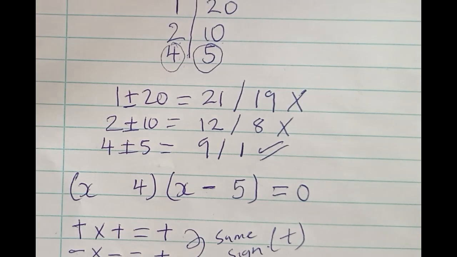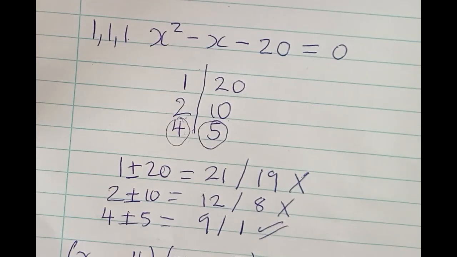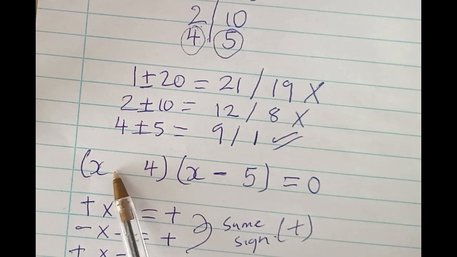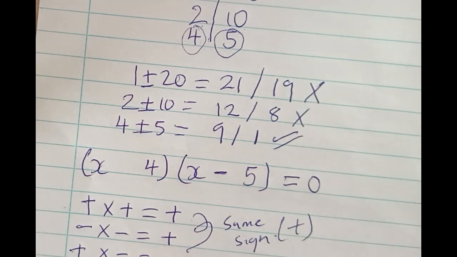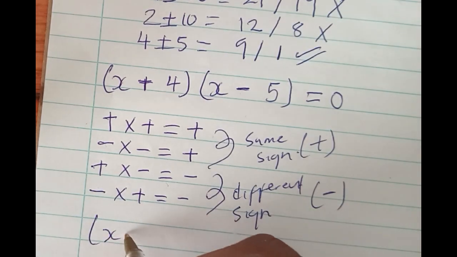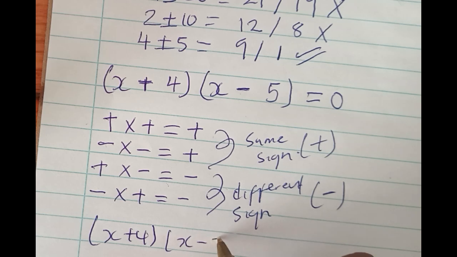So here I have negative, and now I should look at the last term. Our last term was negative, which means here I can't put another negative, because there it is not positive 20, it is negative 20, so here it will be plus. You see? Here I was showing you steps and explaining about signs, and it is very, very important. So let me write my answer orally: it's x plus 4 and x minus 5 is equal to 0.